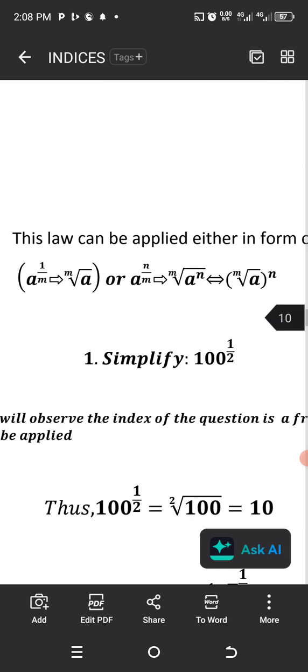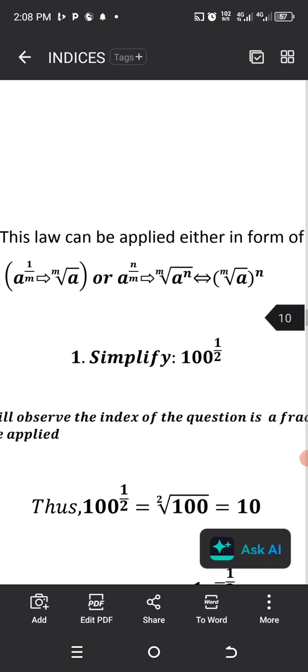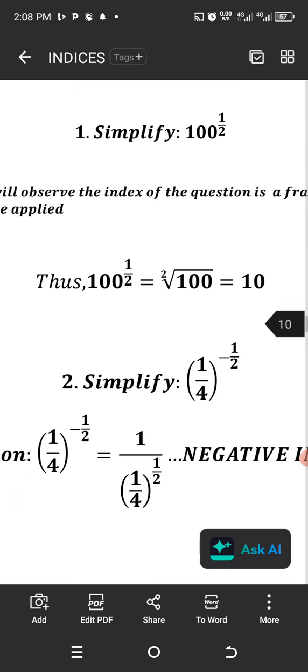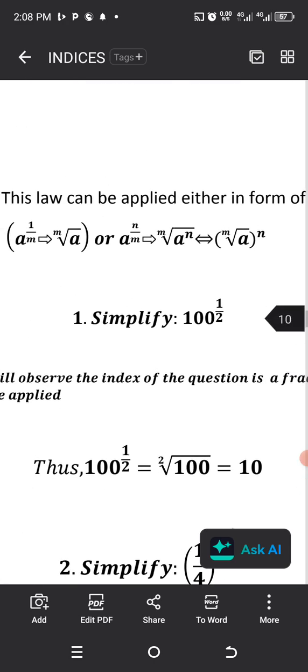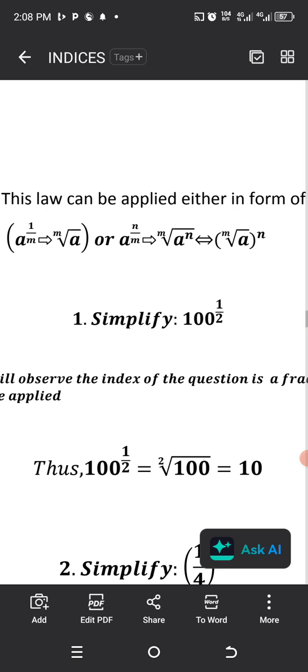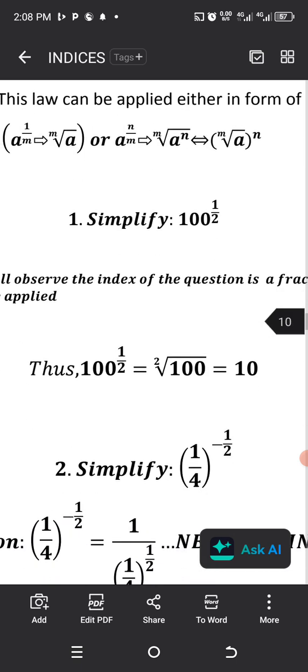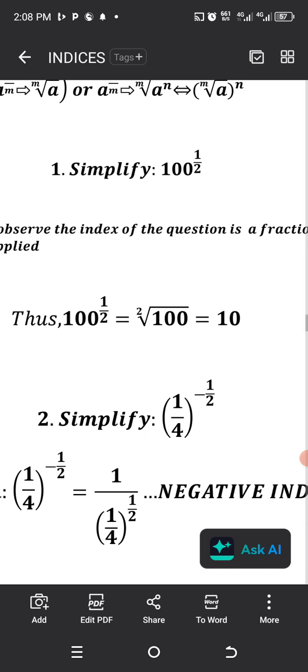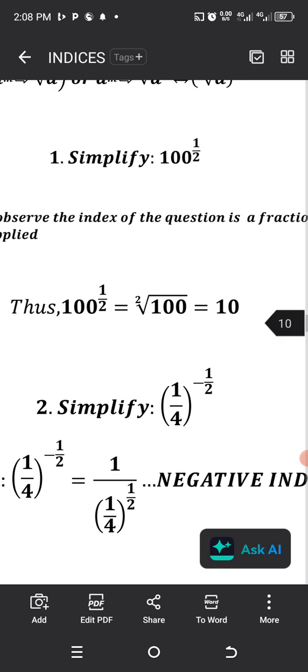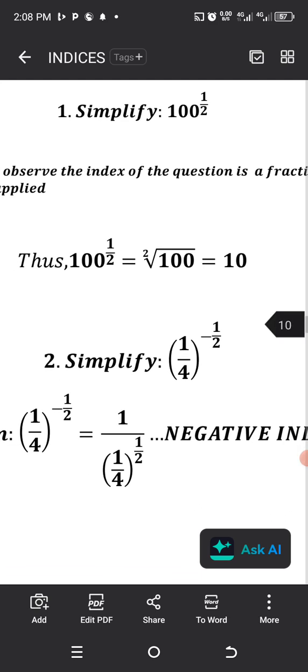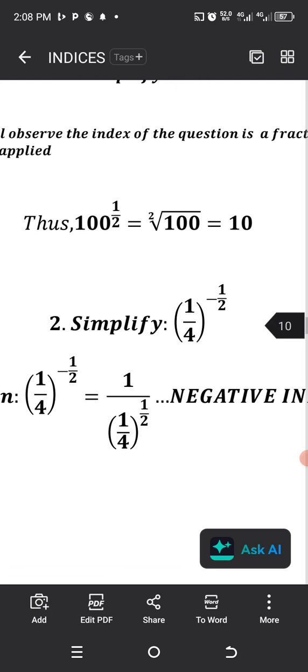Let me show you again. And the law is this. These are the possible ways you can have the question. So 100 raised to power half also means the square root of 100. You can see that the m will be outside, between the square root. We call it square root when it is 2. If it is 3, we call it cube root, and then probably 4, maybe quad root, I don't know. And the square root of 100 is 10. So all the same.